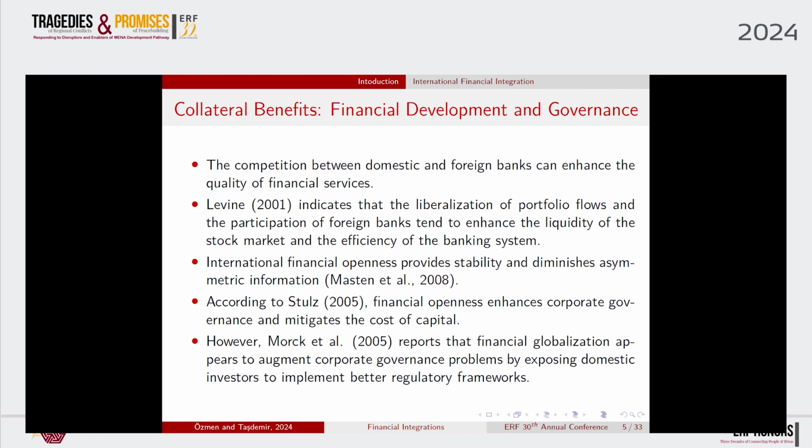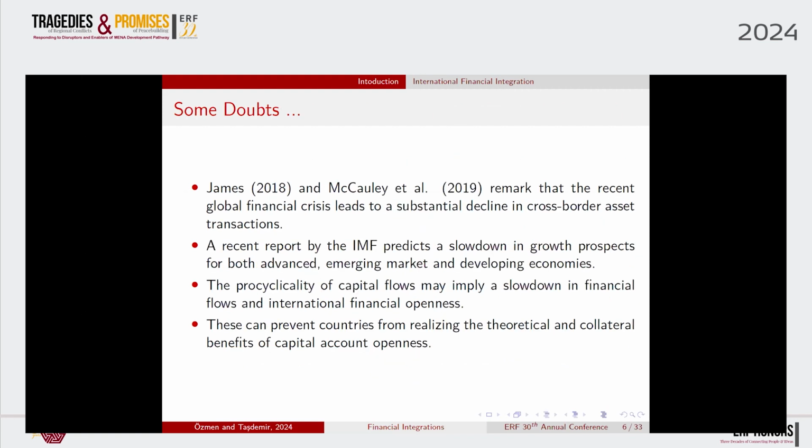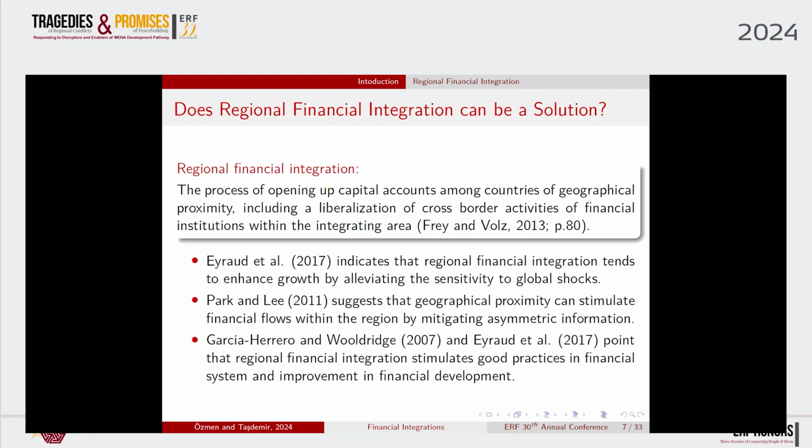But the recent literature says that following the recent global financial crisis, there is a substantial decline in capital flows. In addition, a recent World Economic Outlook published by the IMF predicts a further slowdown in growth prospects for advanced, emerging market and developing economies. Given that capital flows are procyclical, this prediction may further imply a slowdown in capital flows. Unfortunately, this prevents countries from obtaining the collateral benefits of capital account openness.